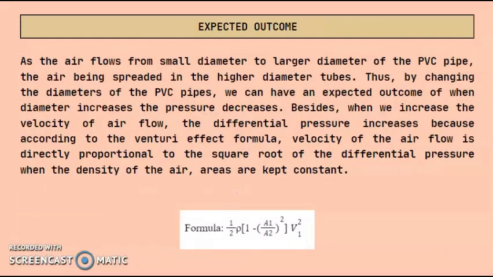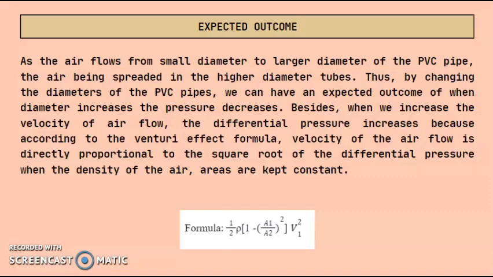The expected outcome of this experiment 1 is that as the air flows from small diameters to larger diameters of a PVC pipe, the air is spread in the higher diameter tubes. Thus, by changing the diameters of the PVC pipes, we can have the expected outcome that when diameters increase, the pressure decreases as the air is being spread in the higher diameter tubes.